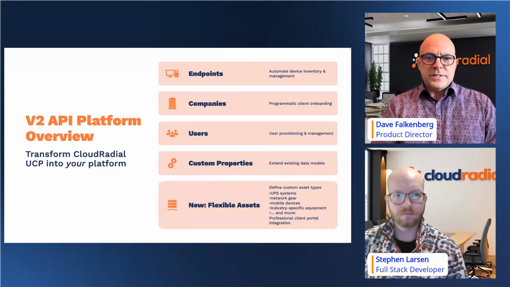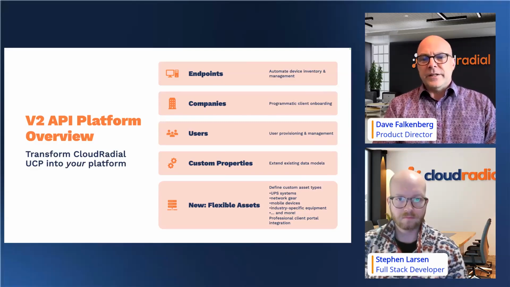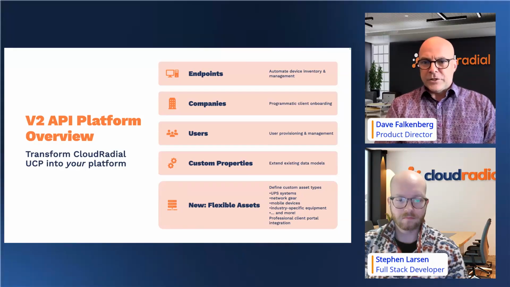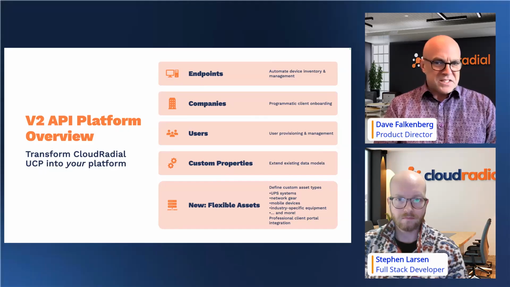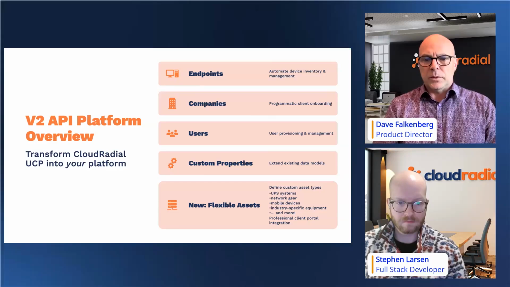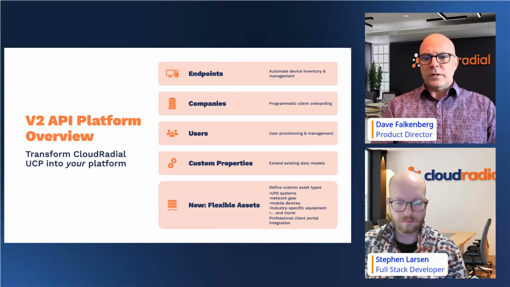You can programmatically update companies and users, including data from sources other than Microsoft 365 and your PSA. And you can extend your existing models with custom properties specific to your workflows. But today, we're going to focus on something brand new that just became available. It's called flexible assets. This is a capability that lets you define completely custom asset types: UPS systems, network switches, mobile devices, other specialized equipment unique to your clients. You define the data structure through API calls. CloudRadial handles the presentation in the client portal. This has been our most requested API capability, and we're excited to show you how it works.